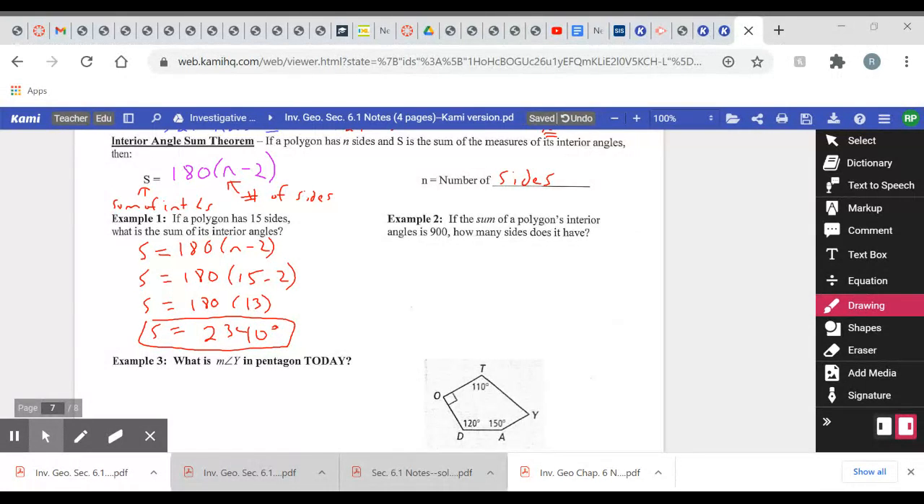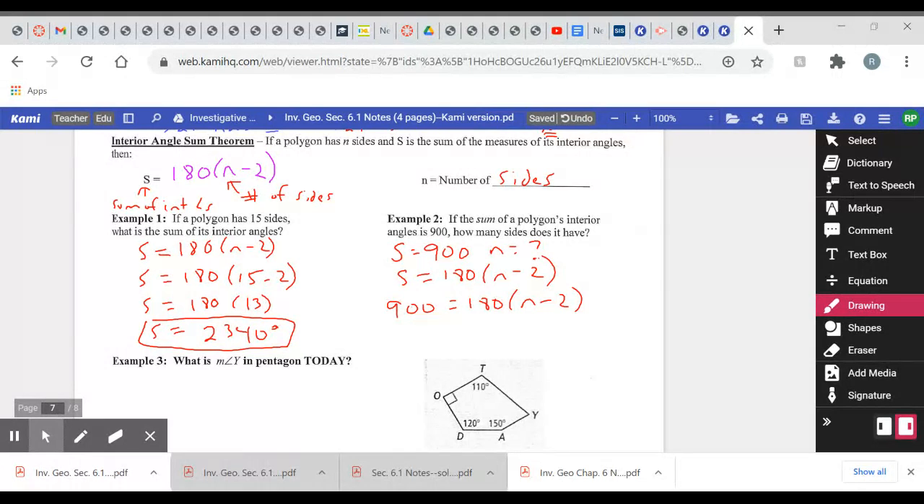Example 2 says if the sum of the polygon's interior angles is 900, how many sides does it have? Just pay attention to what it's giving you and what they're asking you to find. In this case, they're telling me that S is 900, and this time they're asking me for n. So I can still write down my formula, but plug in what you know and solve for what you don't know. So here's my 900, and n is the thing that I don't know.